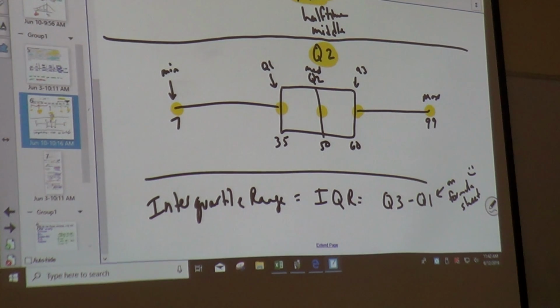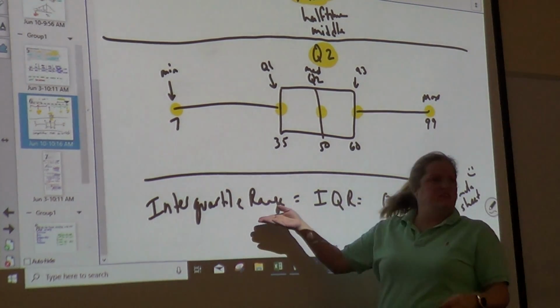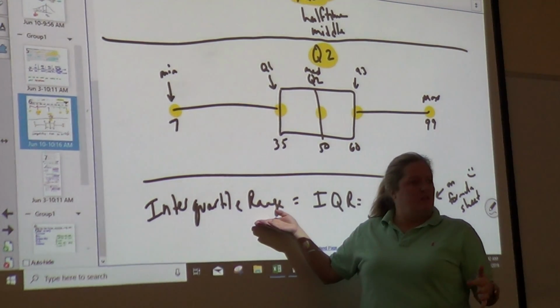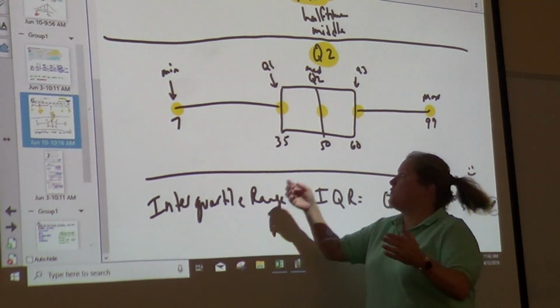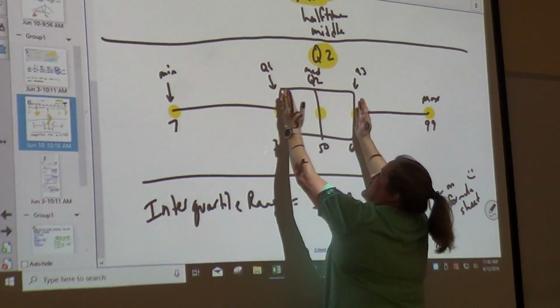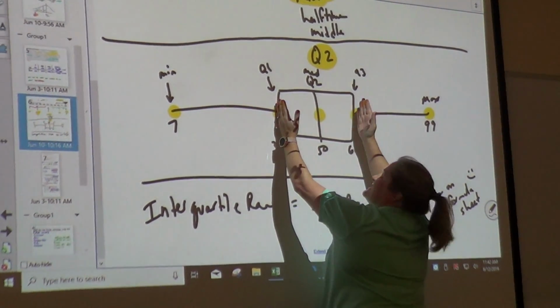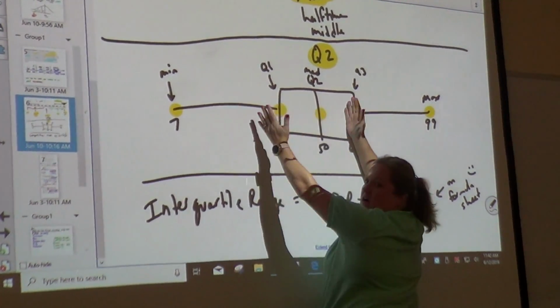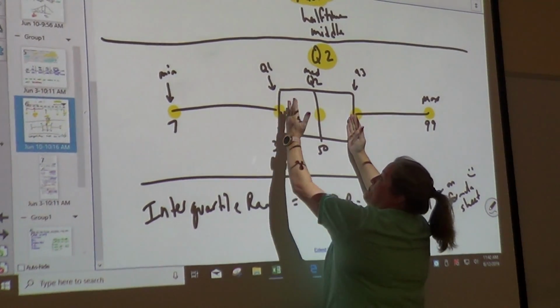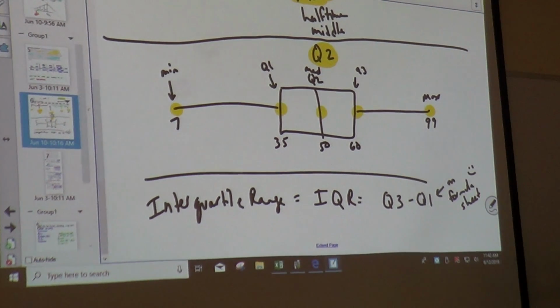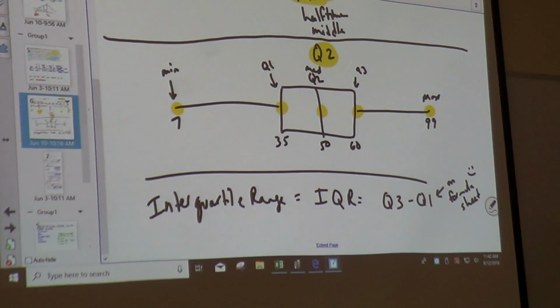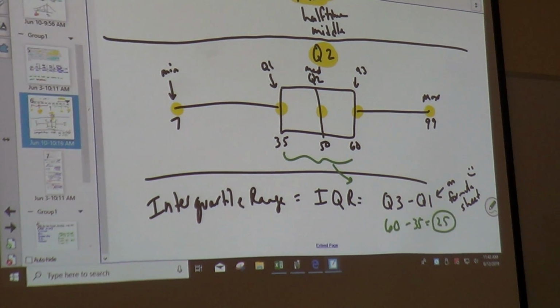The interquartile range tells me, what is range? We learned that last time. Large minus small, max minus min. The interquartile range is telling me the range of my box. What is the high and low of my box? So it's Q3 minus Q1. What two numbers would I subtract to get my interquartile range? So my interquartile range is going to be 60 minus 35, or 25.